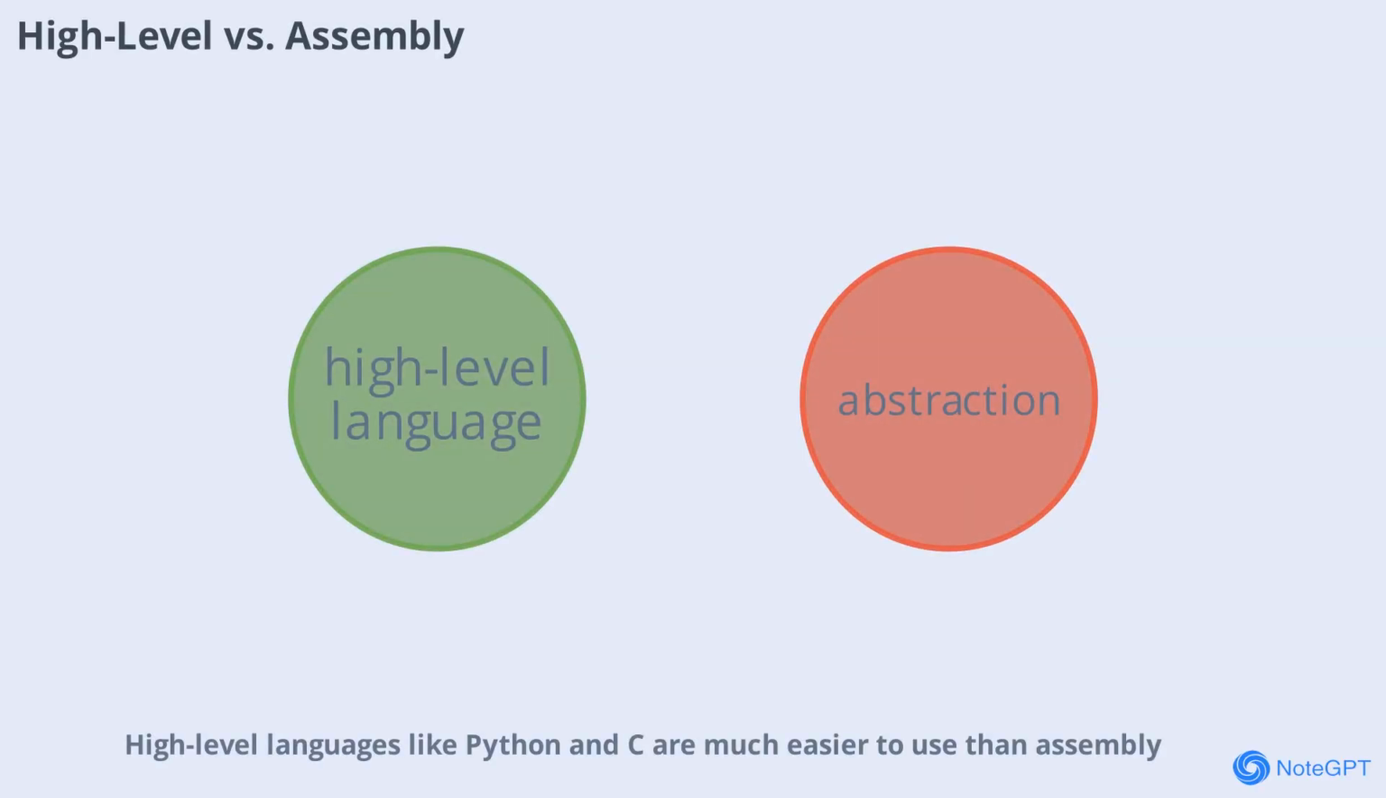High-level languages like Python and C are much easier to use than assembly, offering features like abstraction, error checking, and portability. However, they sacrifice some control and efficiency. Assembly language, on the other hand, provides direct access to hardware but requires more effort and expertise. Choosing the right language depends on the specific needs of your project.